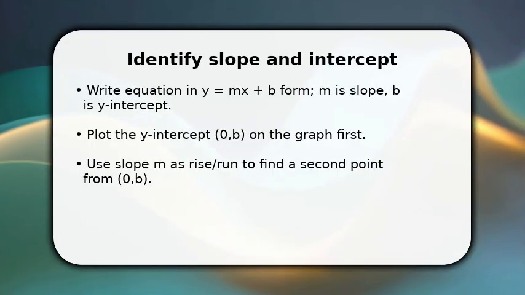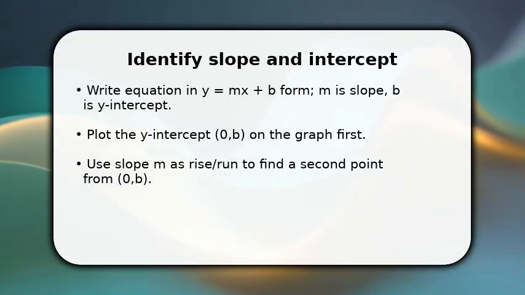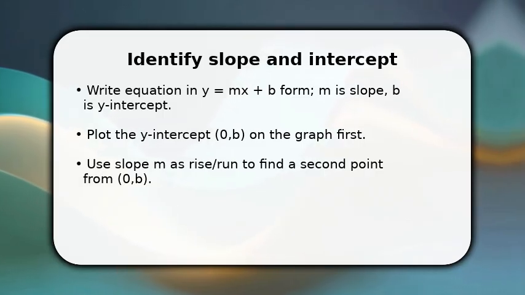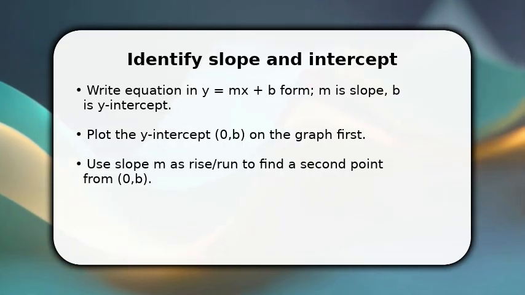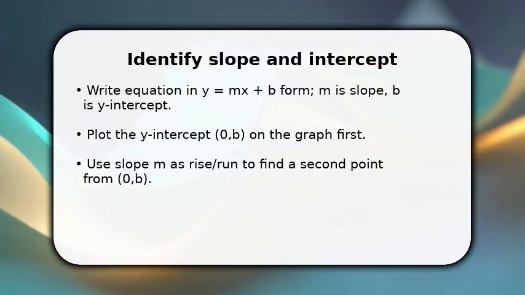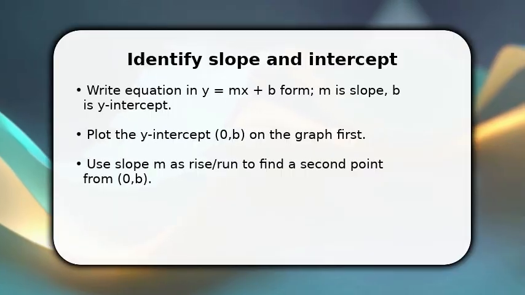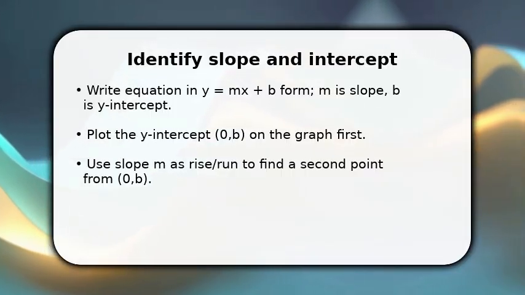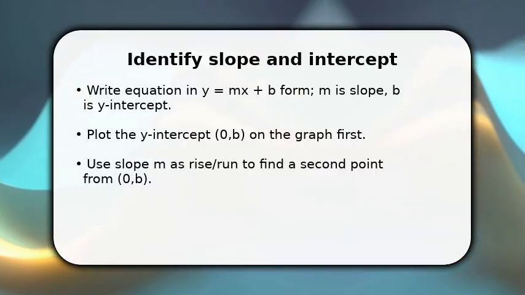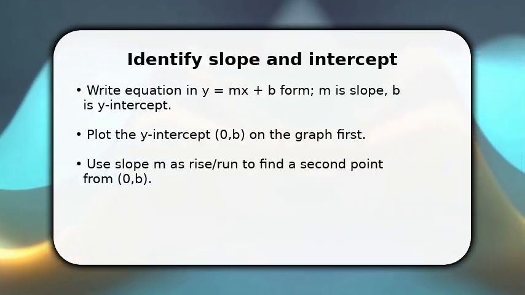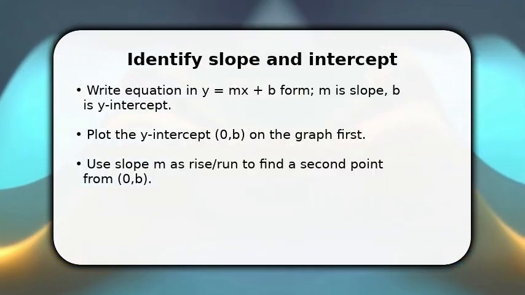You start by rewriting or confirming the equation in slope-intercept form, y equals mx plus b, because that gives you the slope and the y-intercept immediately. Plot the y-intercept at (0, b), so you have a fixed anchor. Once done, apply the slope m as rise over run from that anchor. For example, up 3 and right 2 for m equals 3/2. Make sure to use whole steps on the grid so your second point is precise and easy to connect.